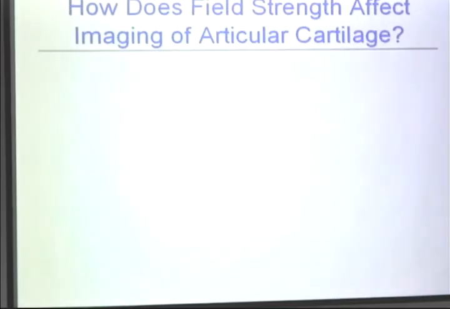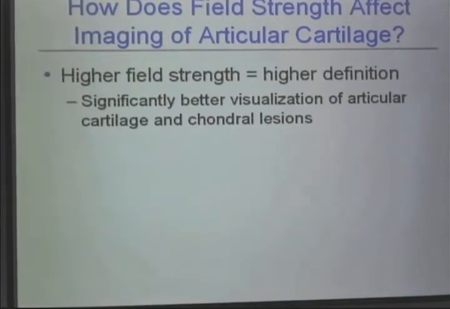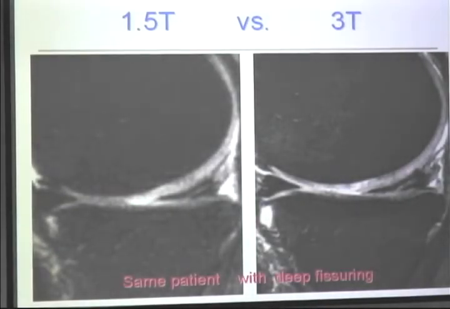How does field strength affect imaging of articular cartilage? Well, the higher field strength gives you higher definition, and we have significantly better visualization of articular cartilage and chondral lesions. Here's the same patient scanned at 1.5 and 3T. On the left, this area basically looks normal. On the right, you can see there's some deep fissuring. I don't know if it's projecting real well, but you can see deep fissuring and a small flap. Also notice that the meniscal tear shows up more clearly at 3T.